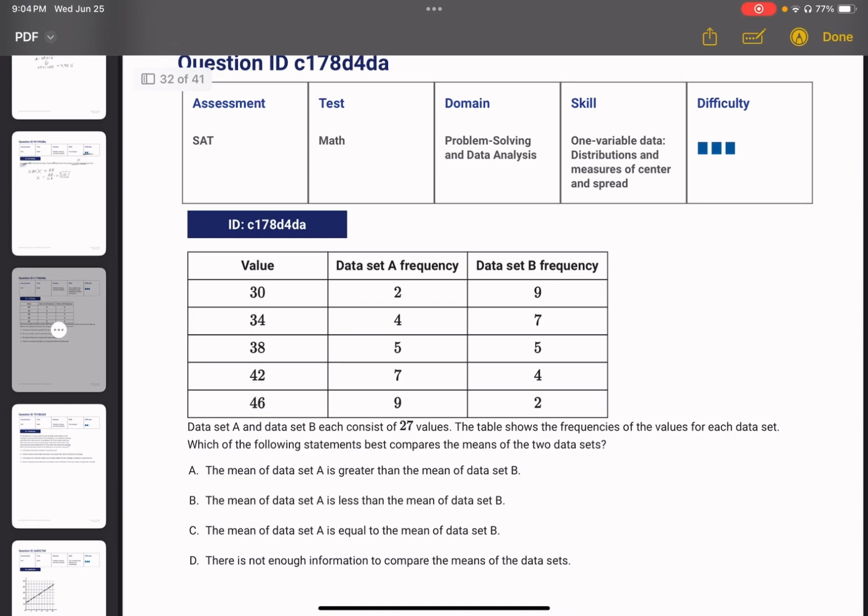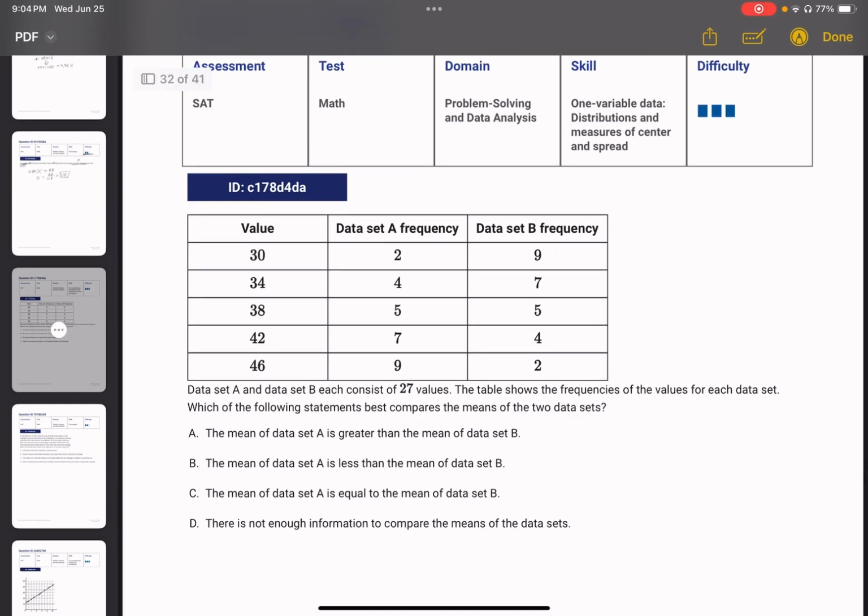We're going to do this final problem for today and call it a day. So we have this chart. We have values, the frequency of each value in dataset A and the frequency of each value in dataset B. Dataset A and dataset B each consist of 27 values. The table shows the frequencies of the values for each dataset. Which of the following statements best compares the means of the two datasets? So if we're comparing the means, we want to find the means of each. And to do that, we need to multiply the value by how many times it appears, its frequency.